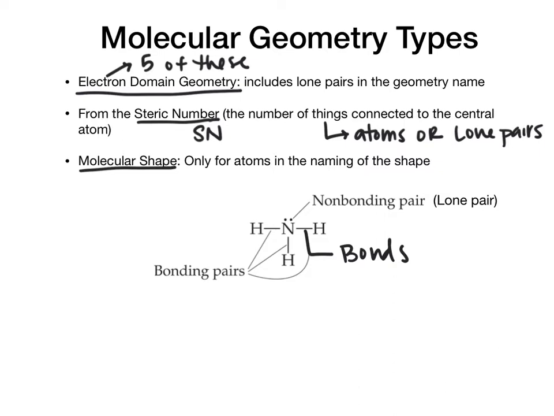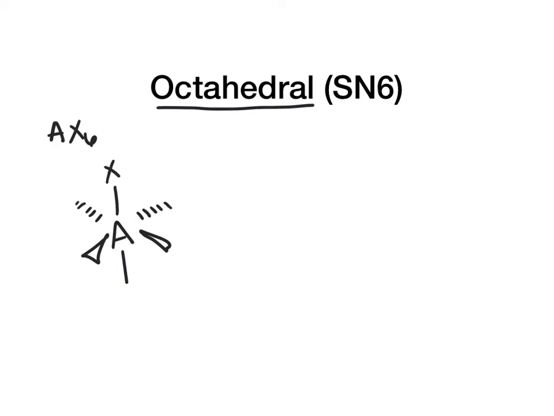And as we think about this, we want to make sure that we are paying attention to whether it is atoms or lone pairs being connected. So the first electron domain geometry that we're going to talk about is octahedral. All of these have a steric number of 6. So in this case, we're going to start with AX6, where A is our central atom connected by 6 things. And these 6 objects, which are just labeled X as a generic element, are separated each one by 90 degrees. So these are all 90 degrees.